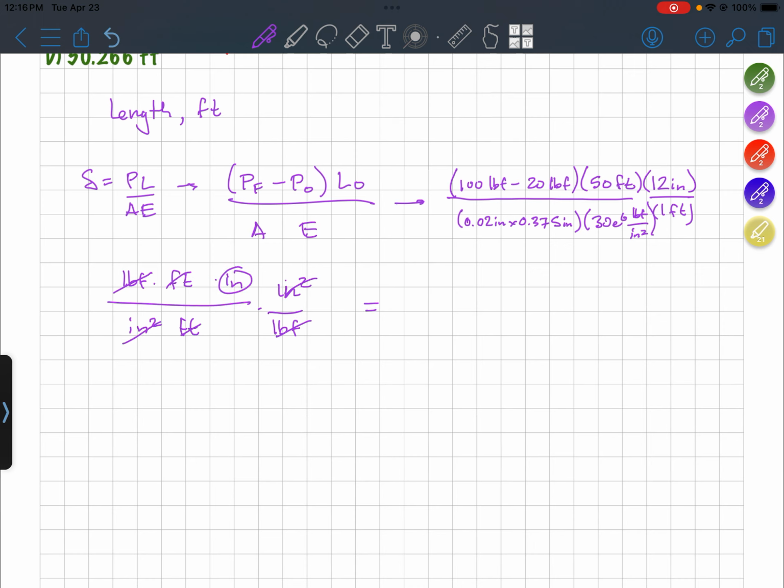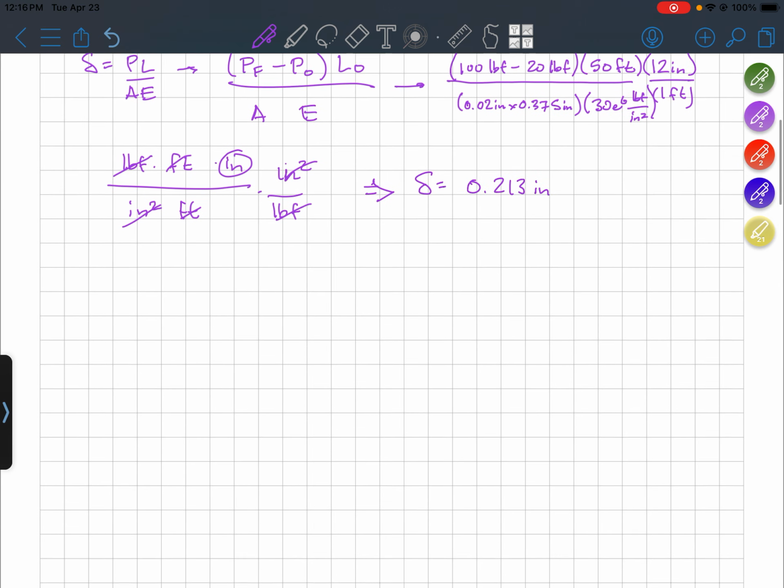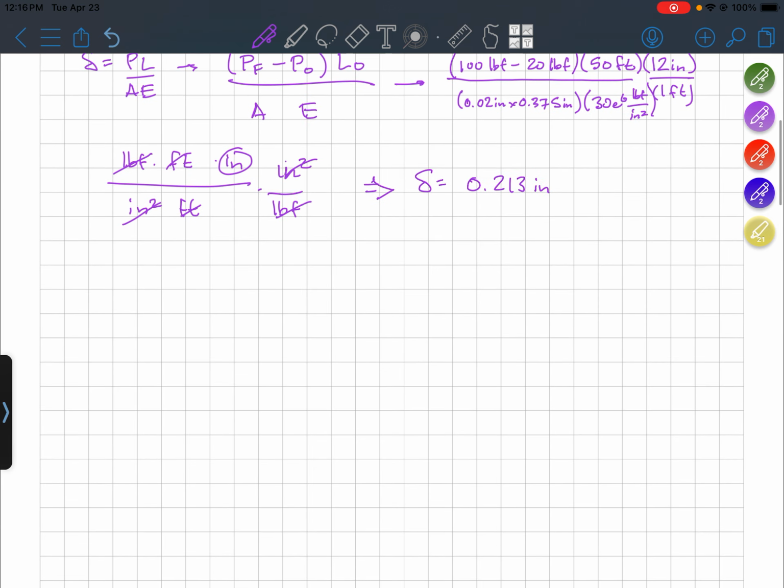So our elongation is equal to 0.213 inches. All right, next step, solving for our total length. So our new total length is going to be our original length plus our elongation. Let's put some numbers to that.